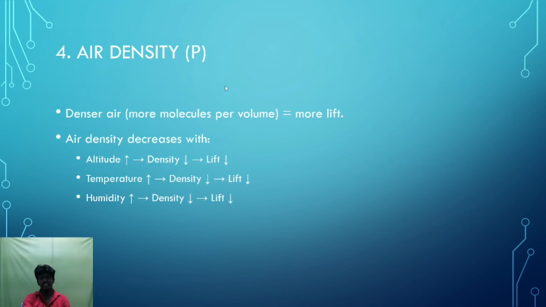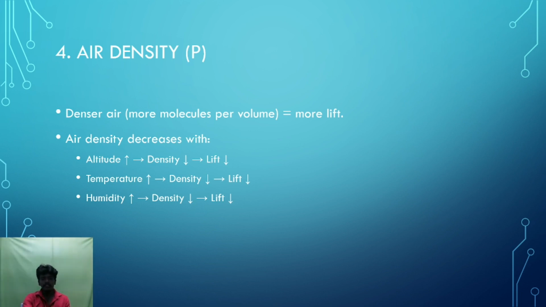The next one is air density. This is represented by rho. Dense air means more molecules per unit volume. It is called dense air. It creates more lift. Denser air creates more lift. Air density changes with altitude, temperature and humidity.